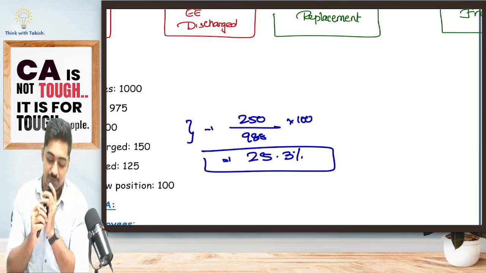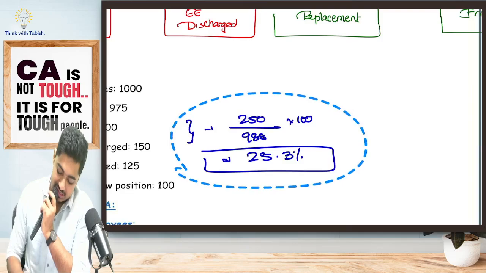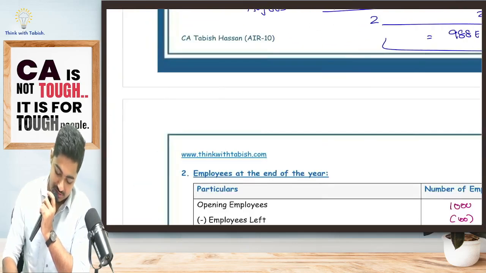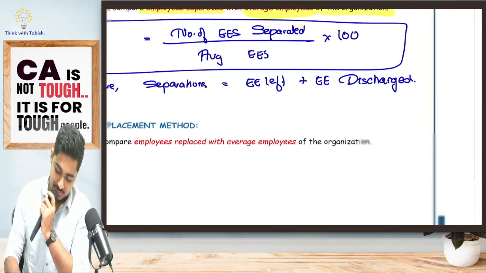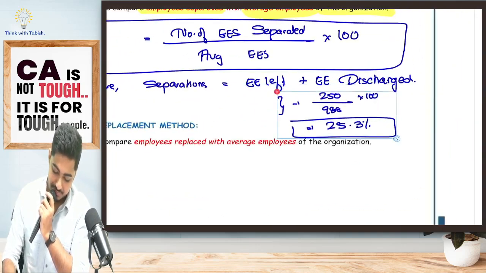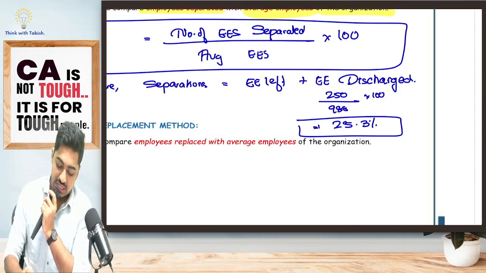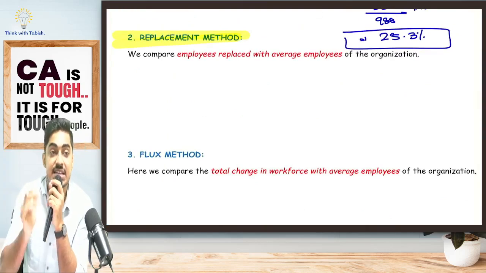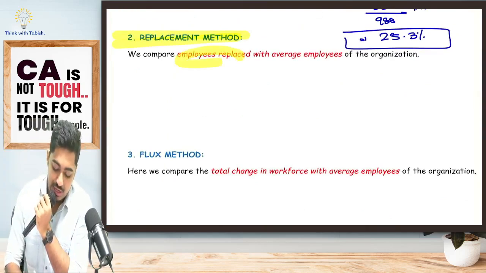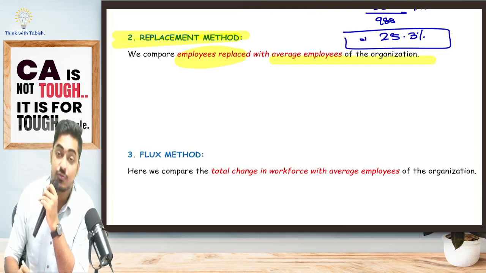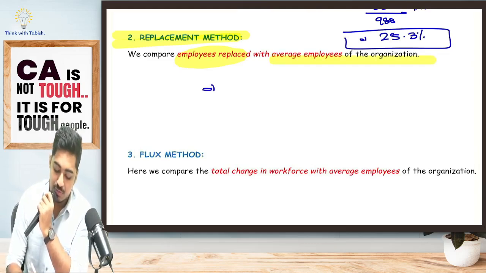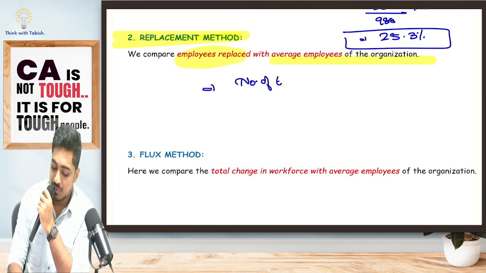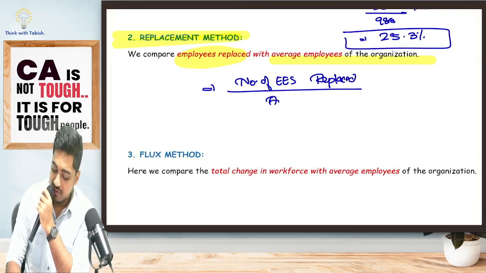Shall we go ahead to the next method? Yes, sir. What is the next method? Next method is my replacement method. Let me just put this number here. What is my replacement method trying to tell? It is telling, boss, there is no need to compare separation. Let us compare a replacement. Here we are going to compare my employees replaced with the average number of employees in the organization. Can you guys tell me the formula? It is going to be number of employees replaced divided by average number of employees into 100.